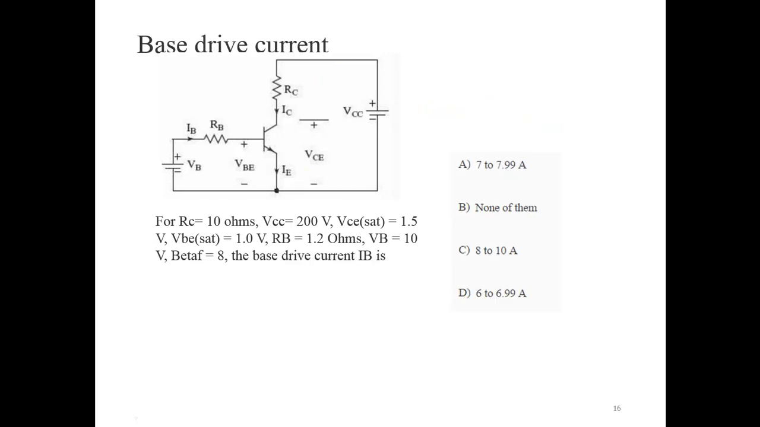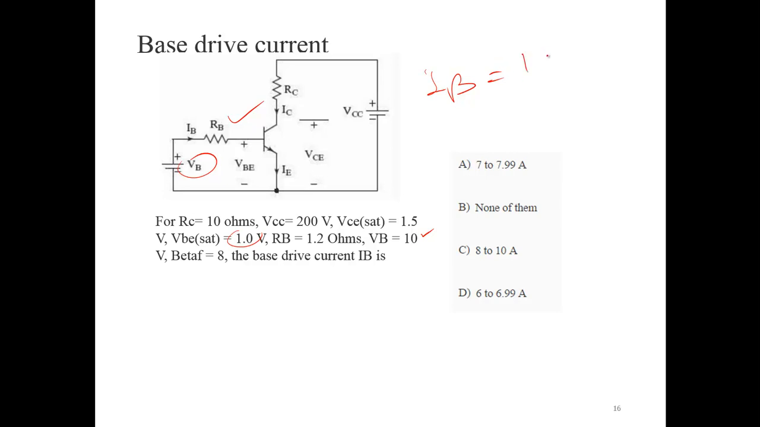The base drive. What will be the base drive in this particular case? Let us see. VB is given, and RB is given. The base to emitter voltage is given, I suppose the base to emitter voltage is 0.7. That means the IB we expect is equal to what?